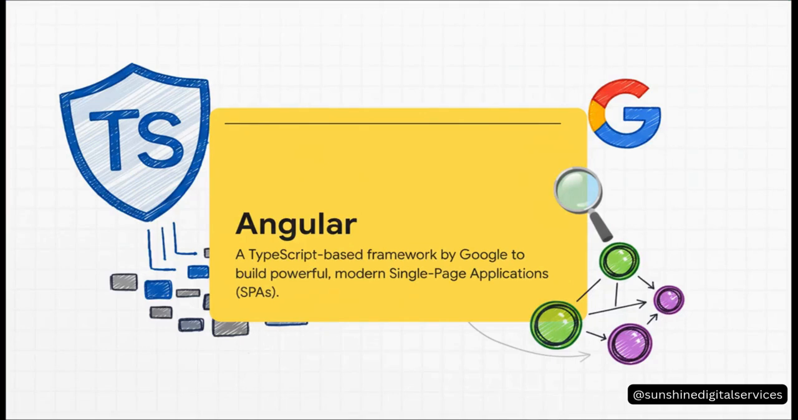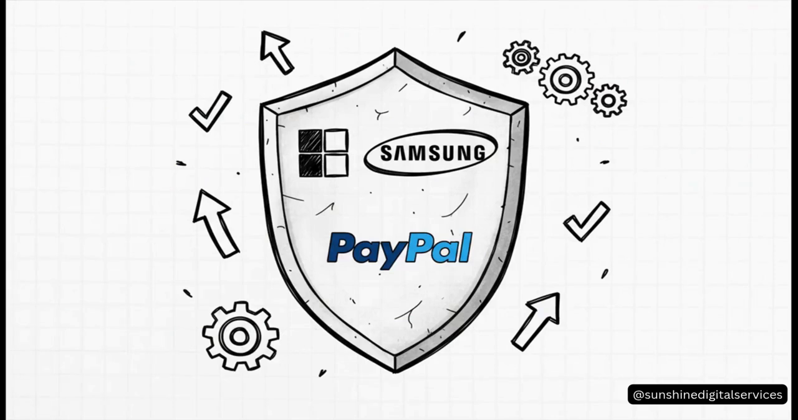So what is Angular exactly? Well, it's a framework built on a language called TypeScript. You can think of TypeScript as just JavaScript, but with extra safety features built in that help developers catch mistakes before they ever become a problem. And the whole thing is maintained by Google, with its main purpose being to build those powerful SPAs we were just talking about.